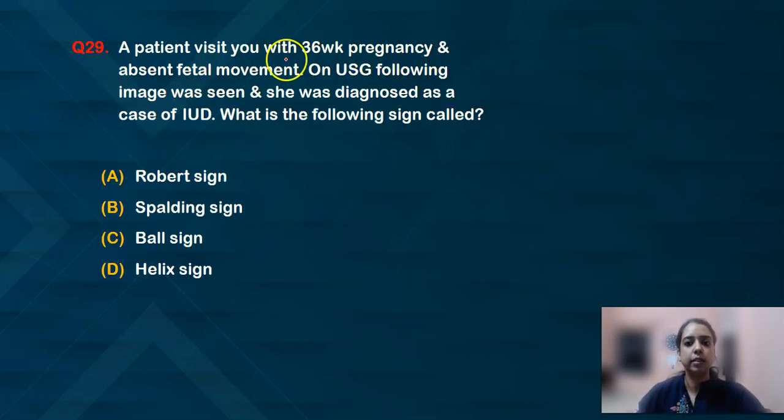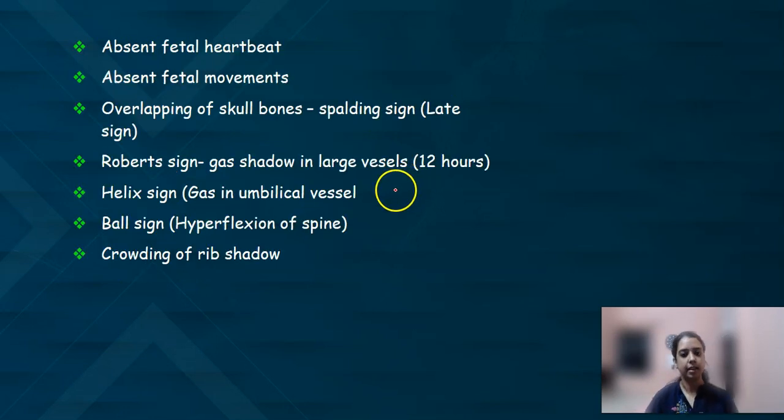A patient visits you at 36 weeks of pregnancy with absent fetal movement. On ultrasound, an image was seen. I don't remember what it was, but as per recall, it was gas in the great vessels. Gas in the great vessels is an early sign of IUD, it's the Robert sign. So let's see other signs.